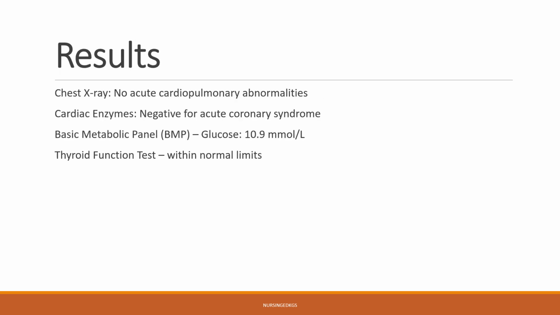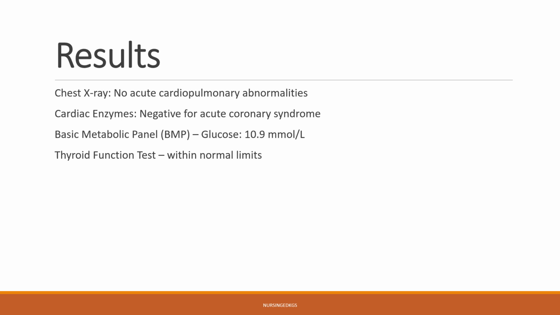So the results from Sheila's blood work are back. Now, her chest x-ray showed no acute cardiopulmonary abnormalities. Her cardiac enzymes were negative for acute coronary syndrome. And her basic metabolic profile showed that her random blood glucose was 10.9, and her thyroid function tests were unremarkable. Now, the elevated glucose level is a little bit significant because it indicates to us that Sheila's blood sugar or diabetes is not as controlled as it could be.